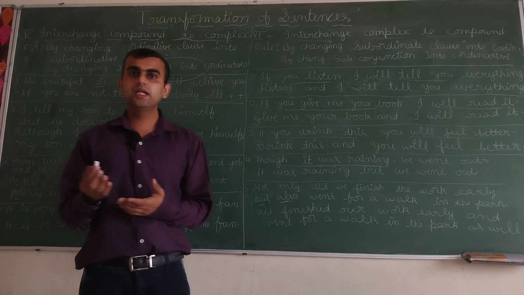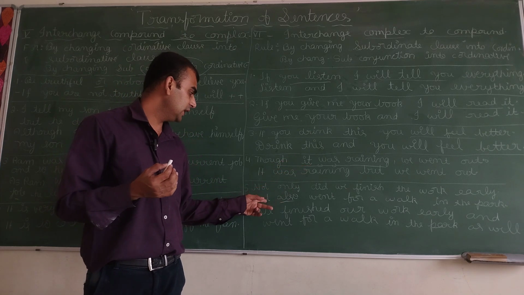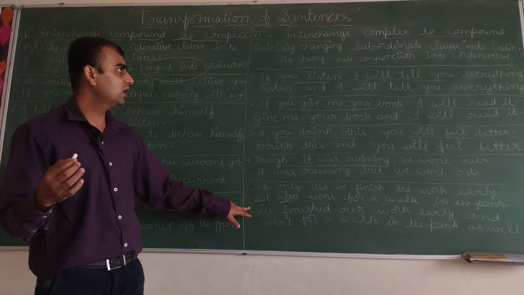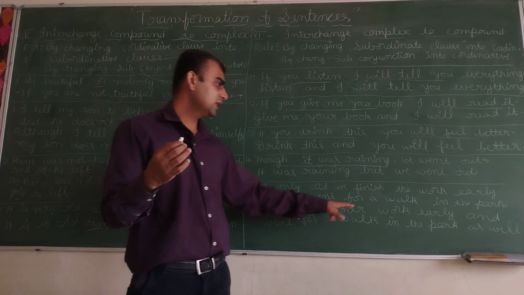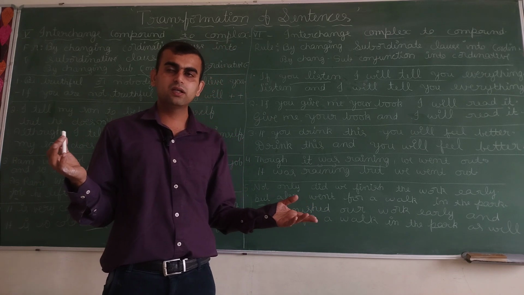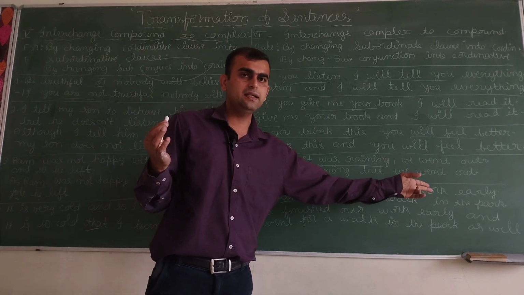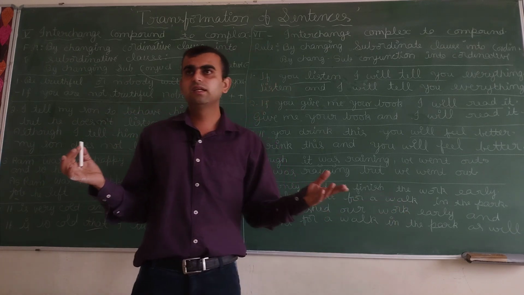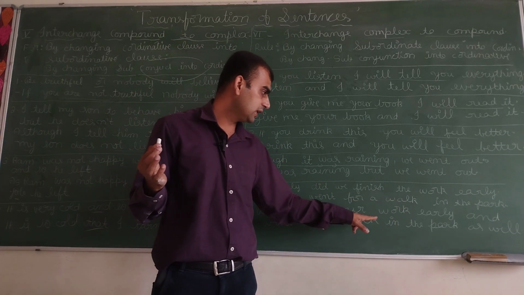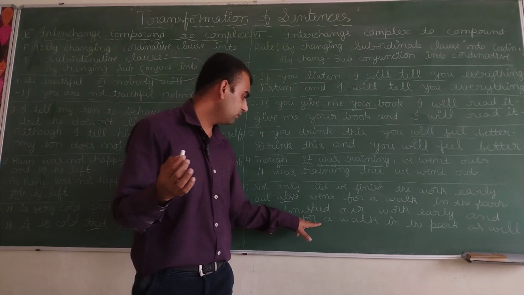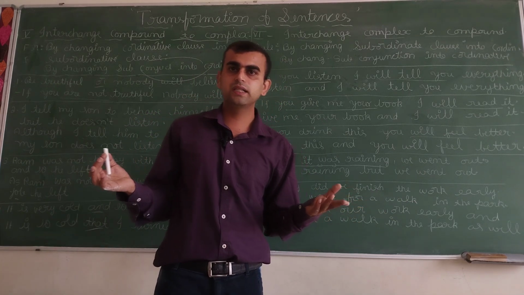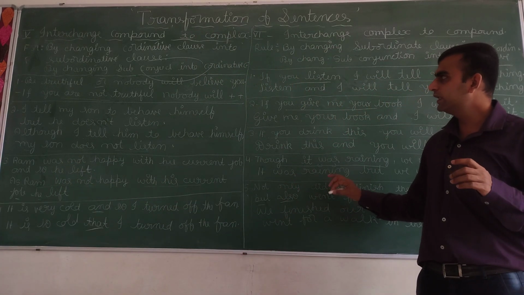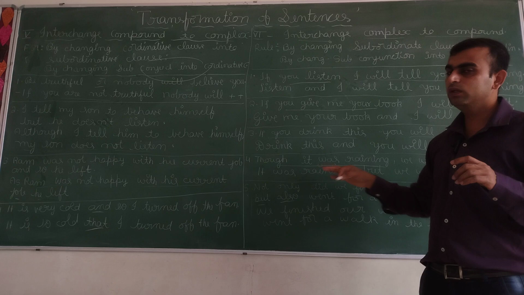Finally: Not only did we finish the work early, but we also went for a walk in the park. How to interchange this sentence into a compound sentence? "We finished our work early" is the first independent clause, then a coordinative conjunction, then "went for a walk in the park as well." This is also a complete independent clause. This is the way we interchange a complex sentence into a compound sentence.